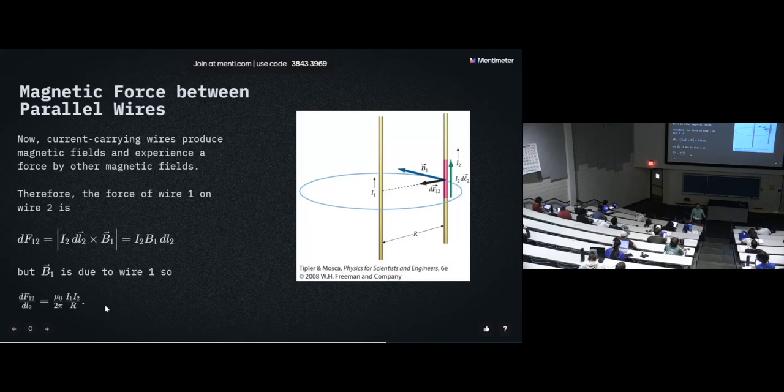Question here? I guess it's sort of related. Are the charges running through a wire affected by the magnetic field that they create themselves? Are the charge carriers affected by their own magnetic fields? No, that's a good question. They're only affected by external magnetic fields. So the magnetic field generated by wire 1 does not affect the charge carriers in wire 1.